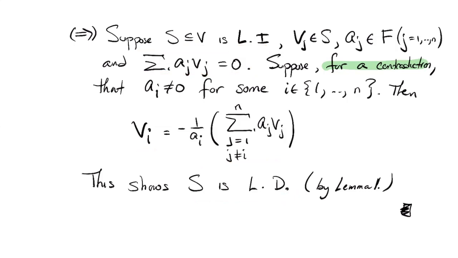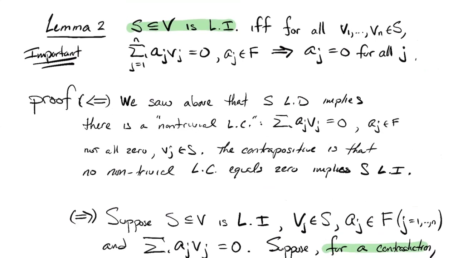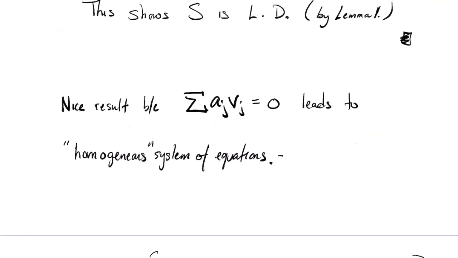Okay? So that shows the characterization of independence that I'm after: the only way you can get a linear combination of independent elements to be 0 is if all the coefficients are 0. It's a nice result, because we know that equations like this in vector spaces lead to systems of equations. Well, this one is a so-called homogeneous system of equations, meaning all the answers are equal to 0. So it makes those operations of substitution and so on easier to do.